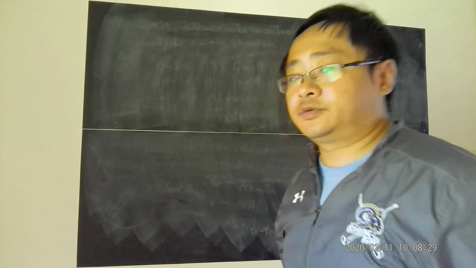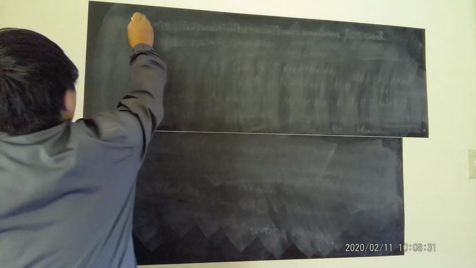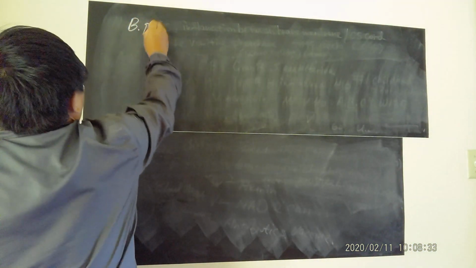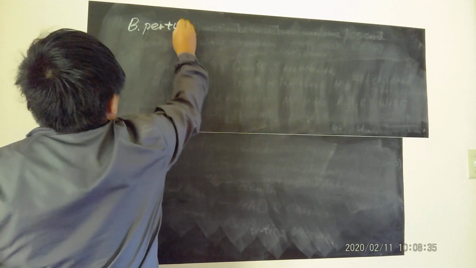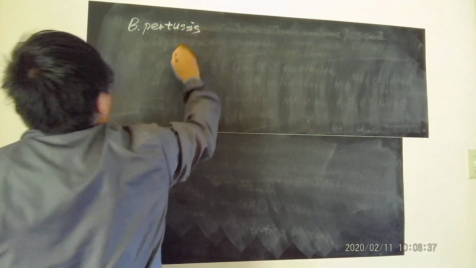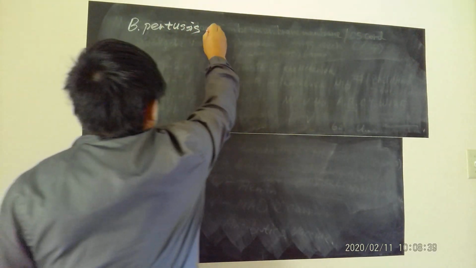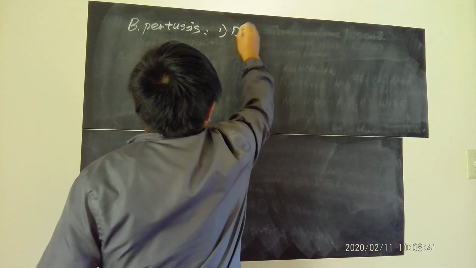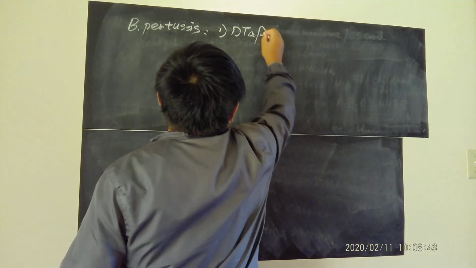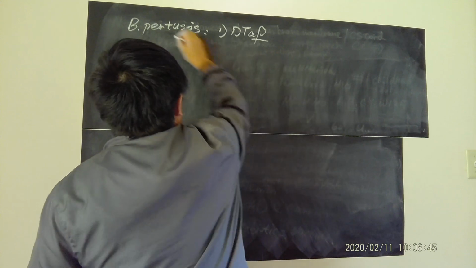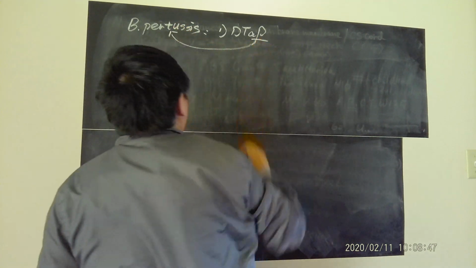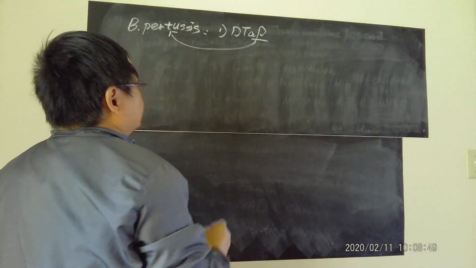Okay, so we're gonna continue to talk. We're gonna talk about the pertussis. So that's Bordetella pertussis. Okay, first thing you need to know, there's a vaccine, DTaP. We mentioned a couple of times. This P is pertussis. Okay, so we do have a vaccine to control that.